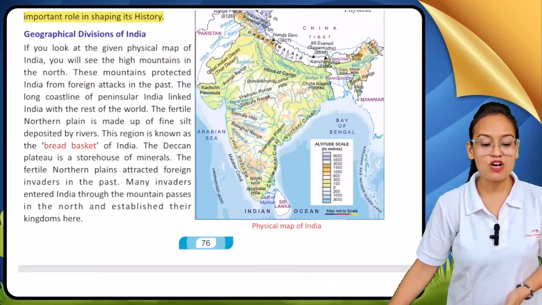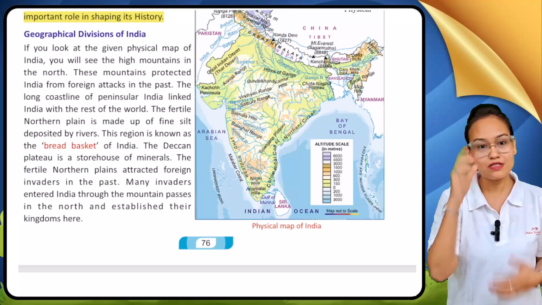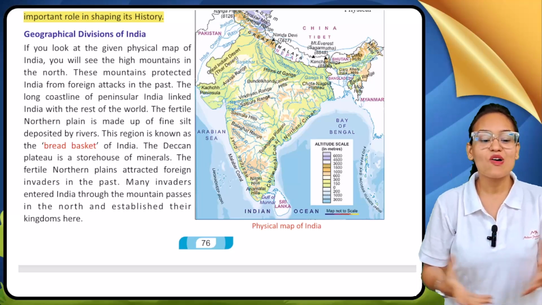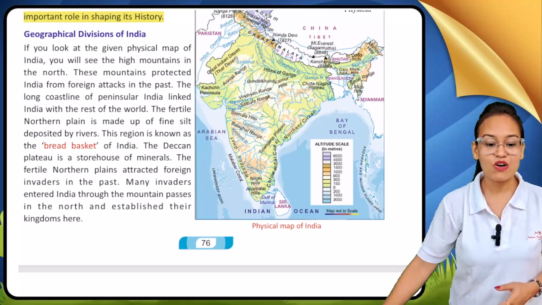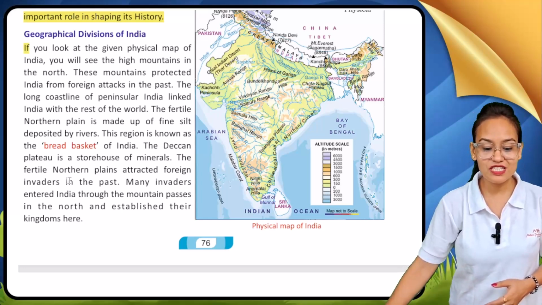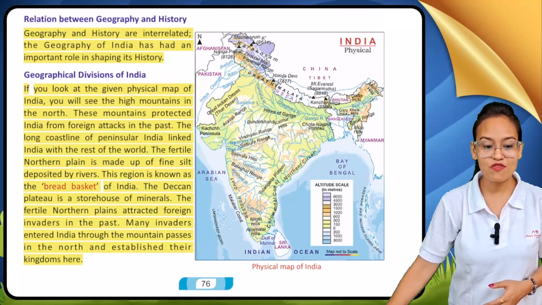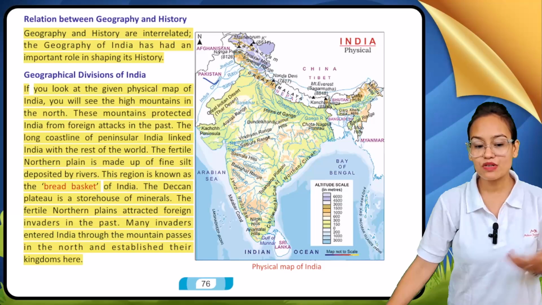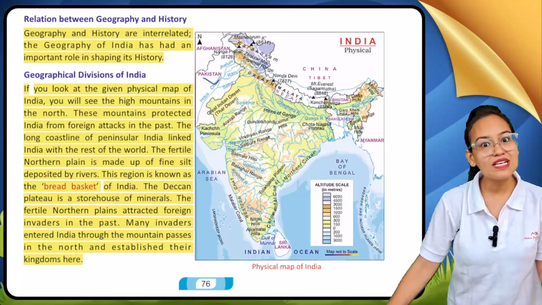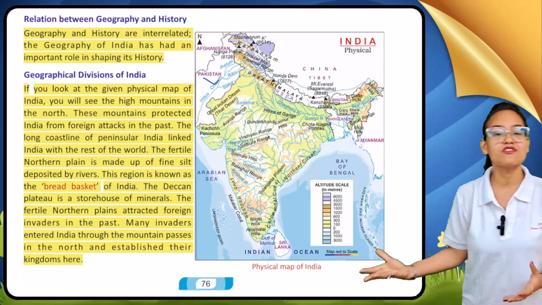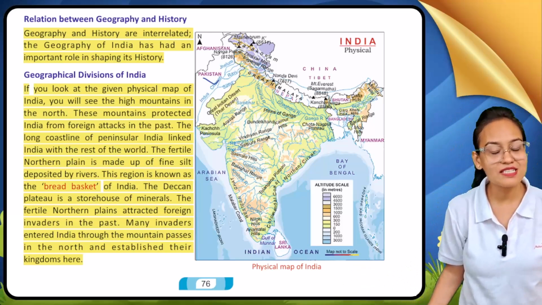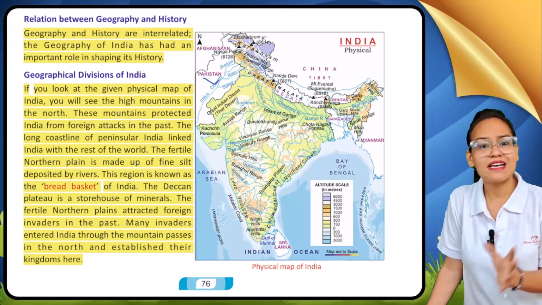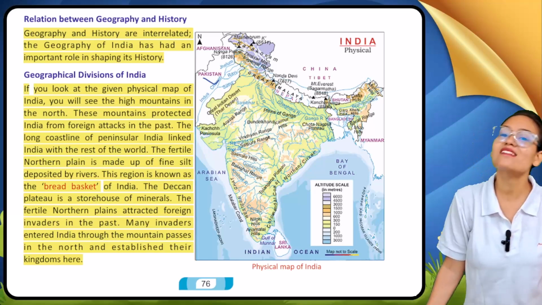But before we study it further, let's look at the geographical divisions into which our India is divided. My dear students, this is the physical map of our country India. If you have a look, you can see the physiographic divisions of India are in many parts. Some parts are covered with mountains, deserts, then coastal areas, plain areas and plateau areas.